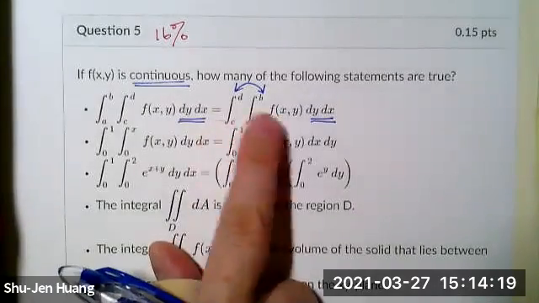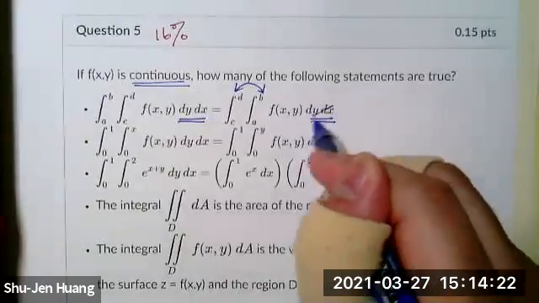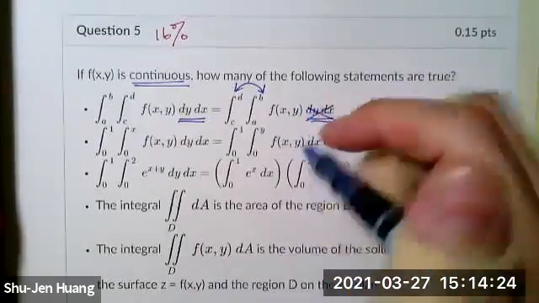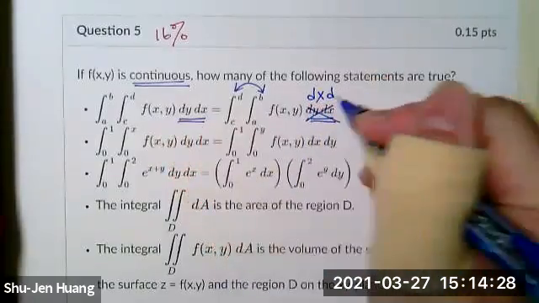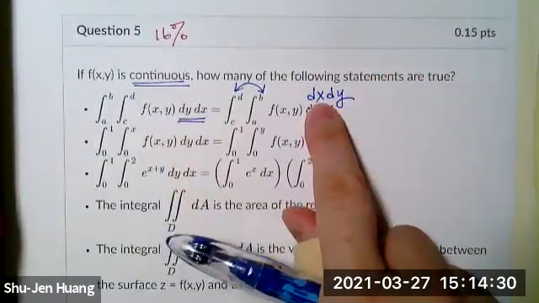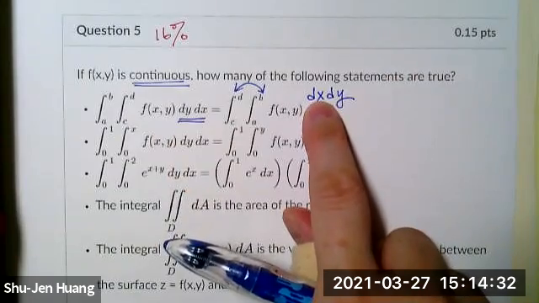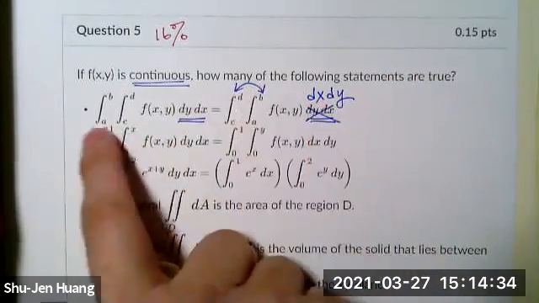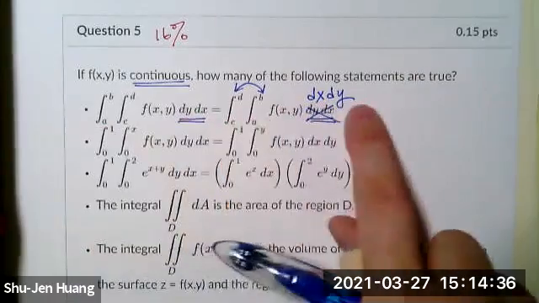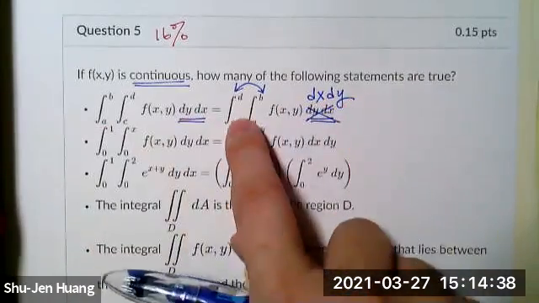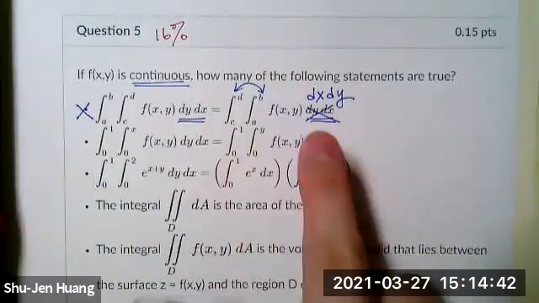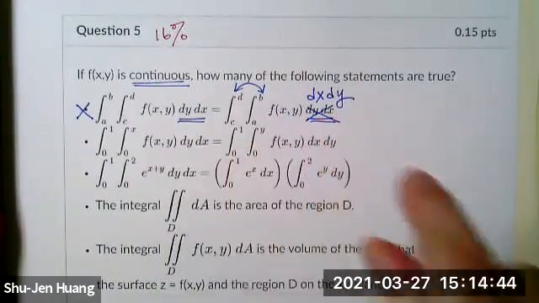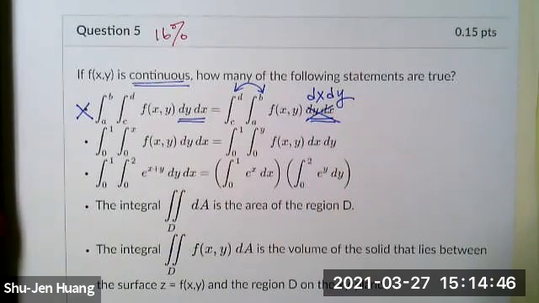When we switch the intervals, we also need to change the order from dy dx to dx dy here, because the interval corresponding to x is from a to b, and the interval corresponding to y is from c to d. So the first one is not correct. We need to change the order of integration on the right-hand side here.